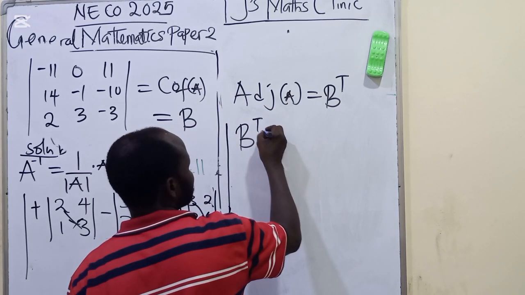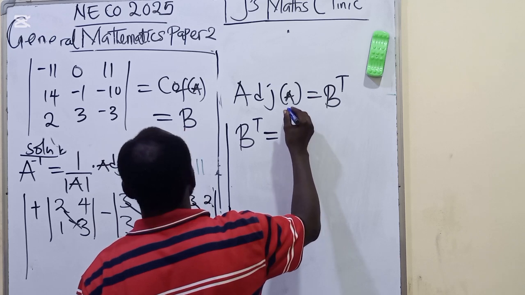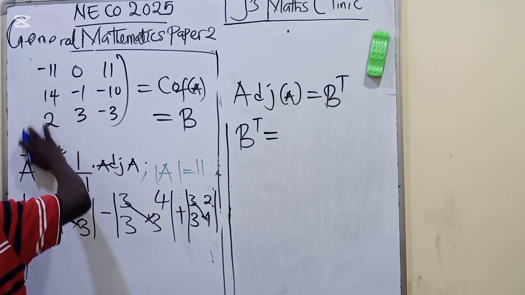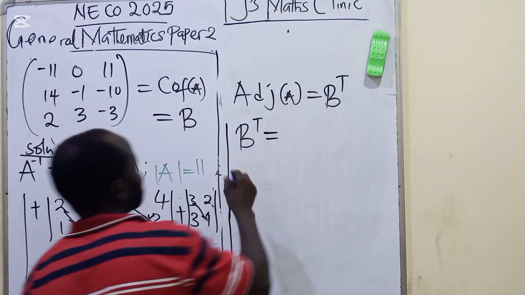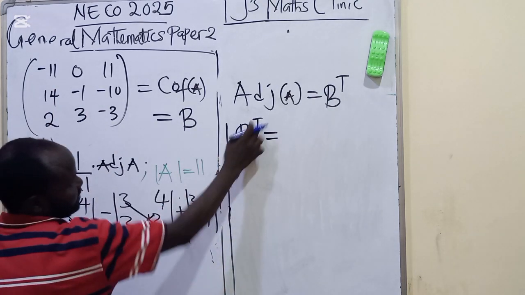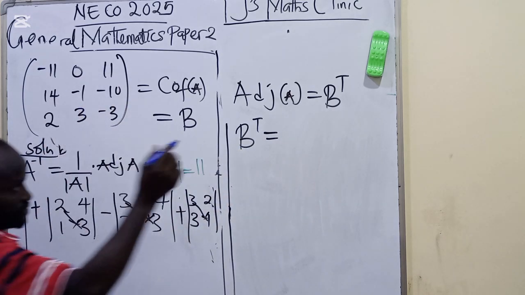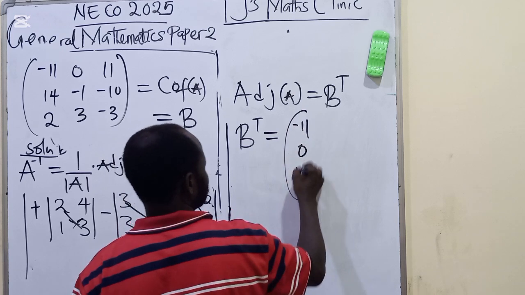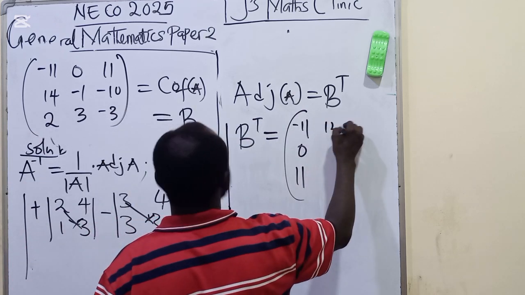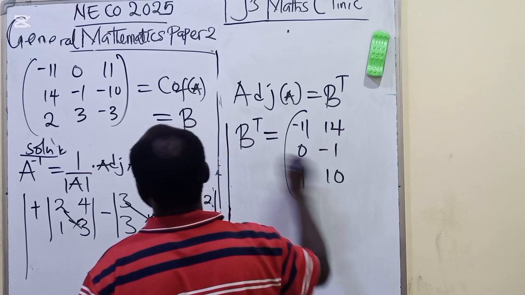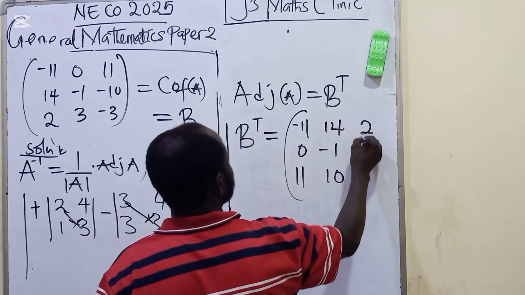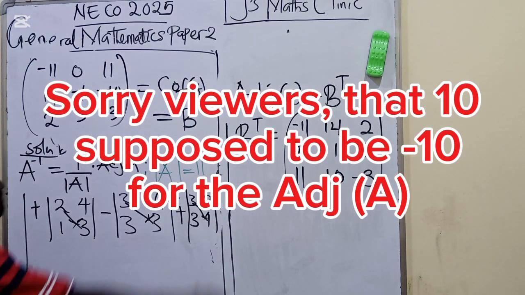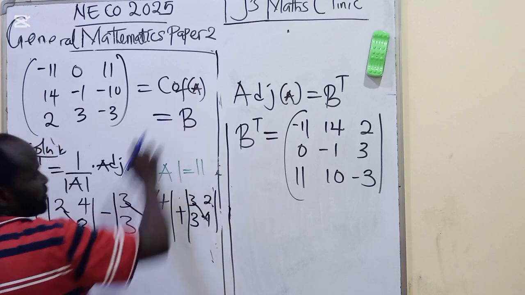So B transpose now will be, we transpose this. Let me write the cofactor like this. To transpose this cofactor now, which is the B transpose now, we change rows to columns. So this will now be minus 11, 0, 11. We'll pick this will be 14, minus 1, 10. We have 2, 3, minus 3. So this is said to be the transpose of this cofactor.